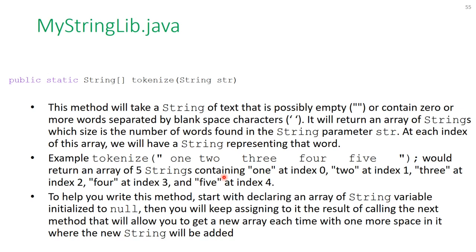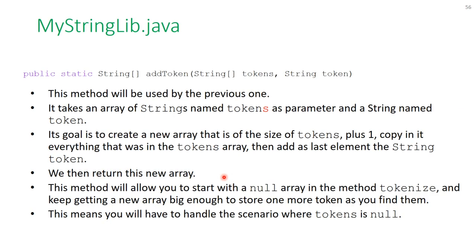So I give you a string with a sentence. You return to me an array of strings where each element is one word of that sentence. So you have all the details here. I'll let you take a detailed look.